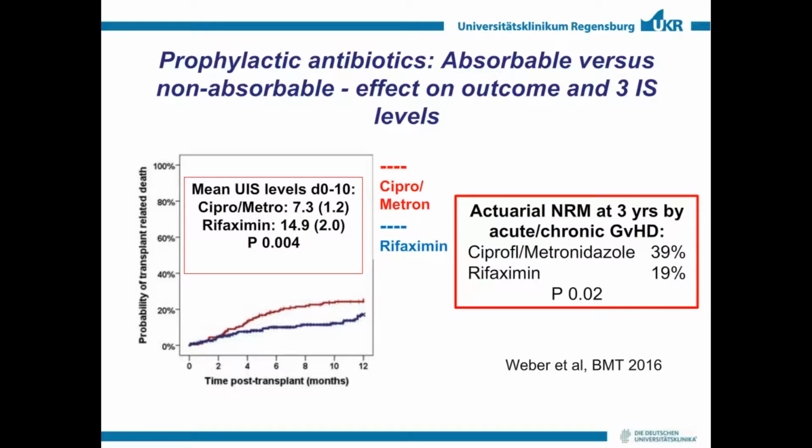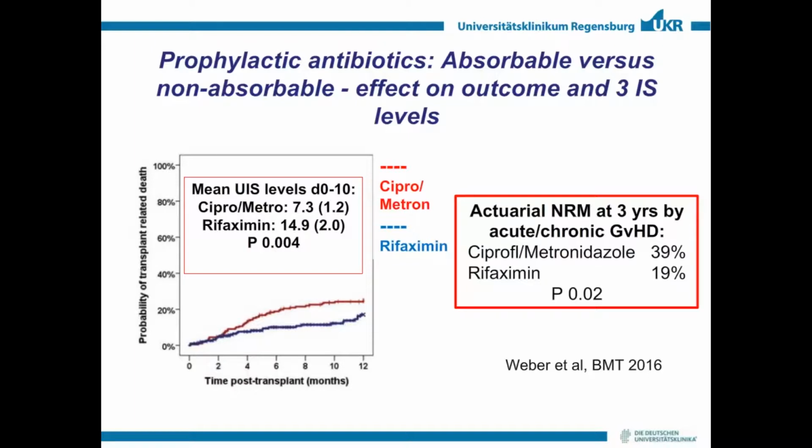Now, as we observed this almost complete shift to enterococcal flora, and we even had an outbreak of vancomycin-resistant enterococci at the time, in our 16S analysis, we decided to stop our previous decontamination with ciprofloxacin and metronidazole and switched to rifaximin, a non-absorbable antibiotic. As you can see here, the mean early indoxyl sulfate levels were much higher in the rifaximin group.